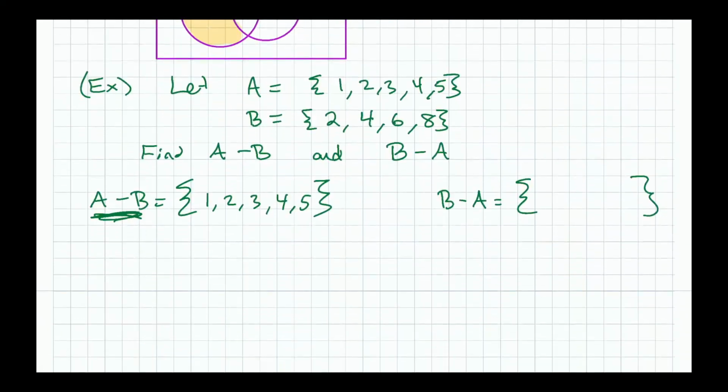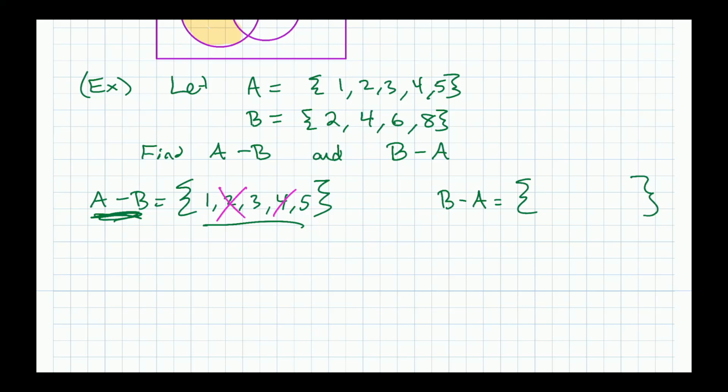So we have A minus B. What I wrote here so far is A: 1, 2, 3, 4, 5. We need to subtract off everything that was in B. B has 2, 4, 6, 8. So out of what I've got written here, the 2 and the 4 are also in B, right? Those are the two that have to go.